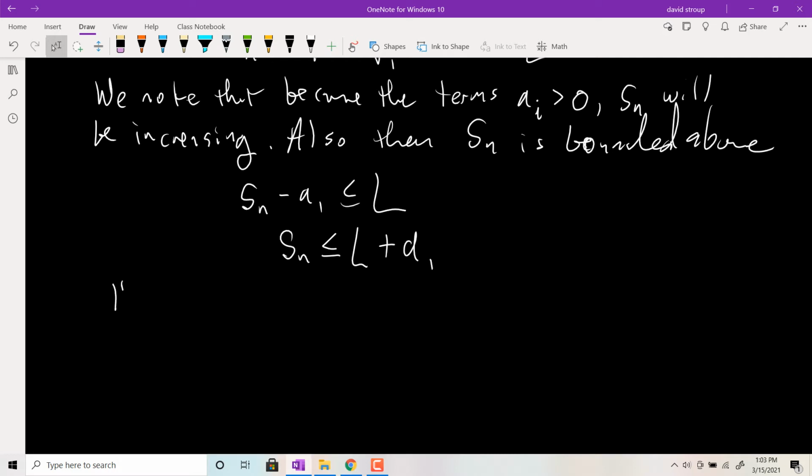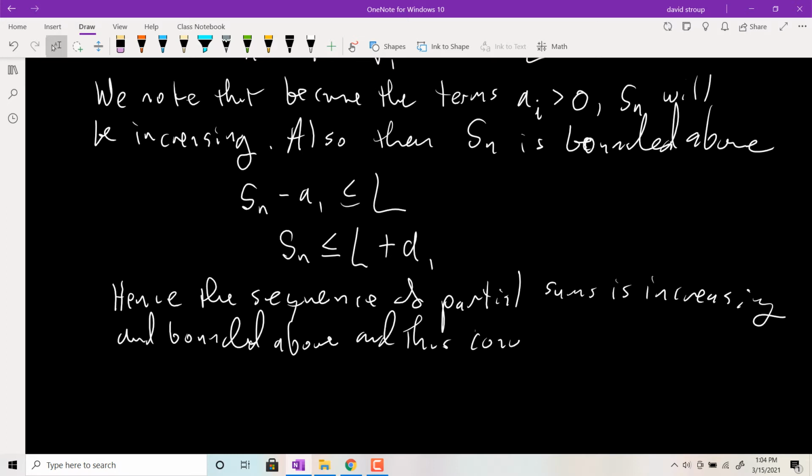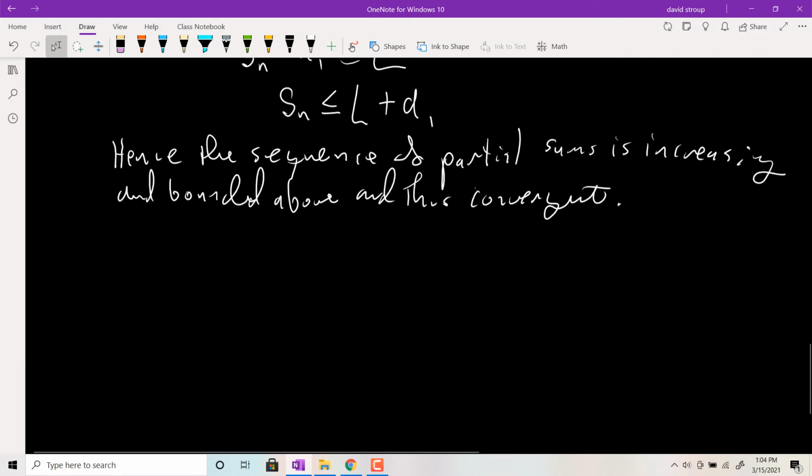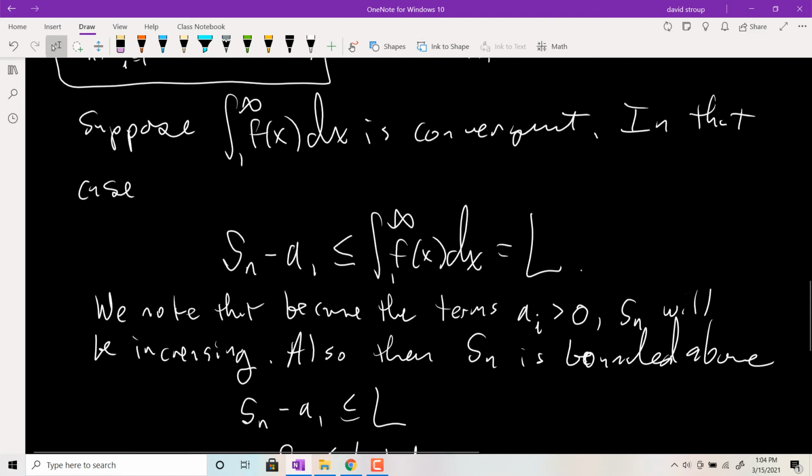Okay. So hence, the sequence of partial sums is increasing and bounded above, and thus convergent. So if the improper integral converges, it forces the series to converge. Okay, so that's one version.